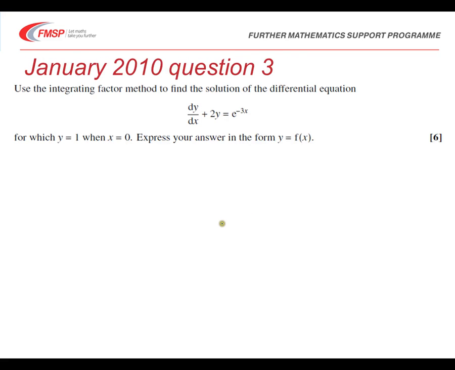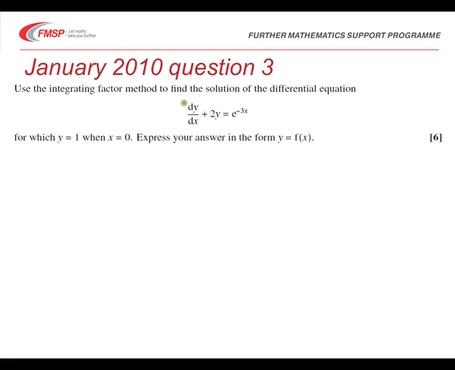The first of them is an integrating factor question. So, reading through the question to begin with, you're told to use the integrating factor method to find the solution of the differential equation dy by dx plus 2y is e to the minus 3x. And you need to find the solution for which when y is 1, x is 0, and finally give your answer in the form y equals f of x.